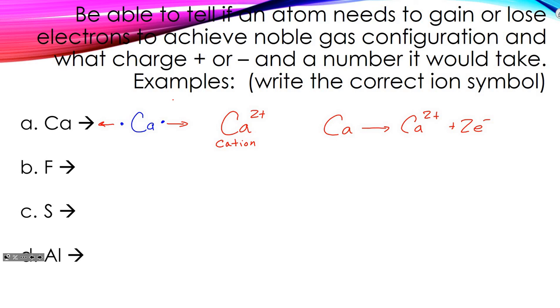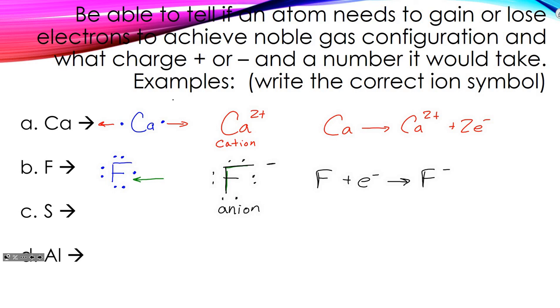If we look at fluorine, fluorine here has 7 around it. Is it closer to 8 or is it closer to 0? It's closer to 8. So I'm going to need to get one to come in, right? Because I put 1 in, this is now going to be fluorine with a negative 1 charge because it's going to have 8 around it. This is going to be known as an anion because remember anions are negative. And I can write it like this. Fluorine plus an electron gives me fluorine minus.